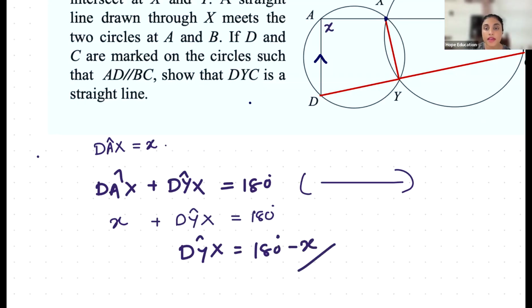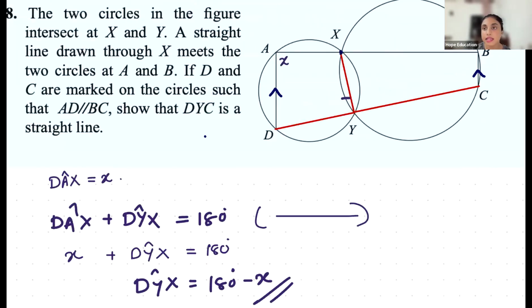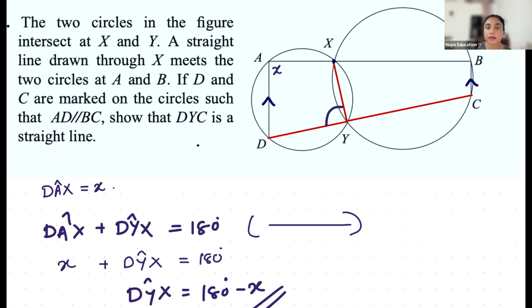So now I have a value for this angle: 180 minus x. Now moving on to the next step.